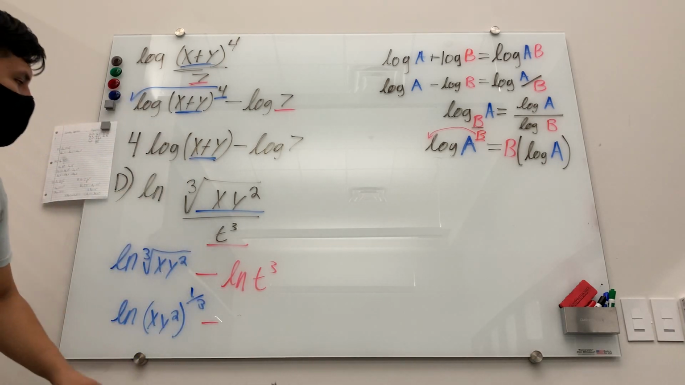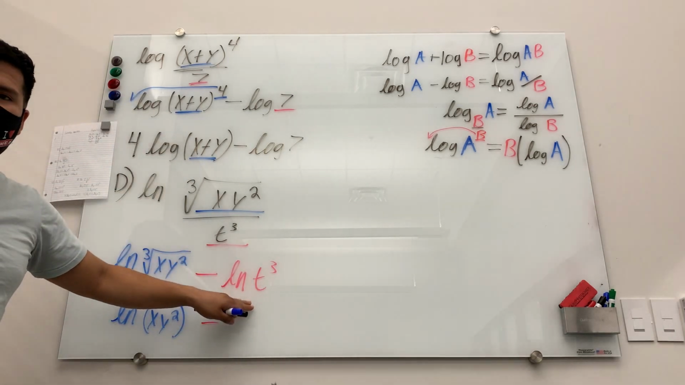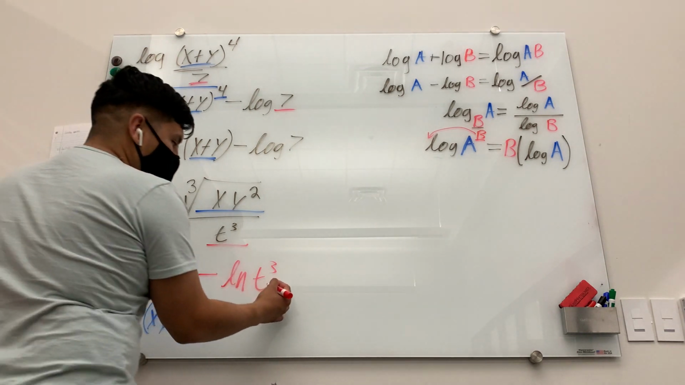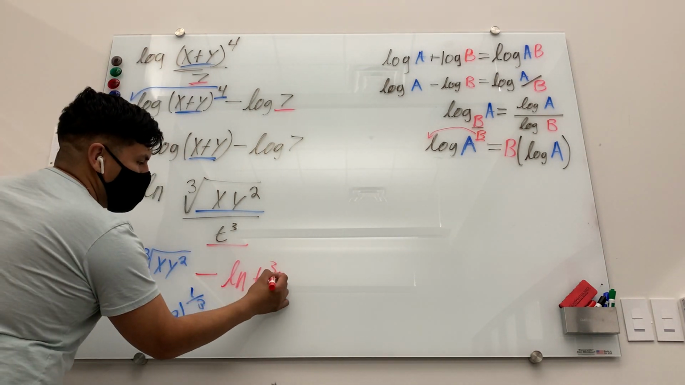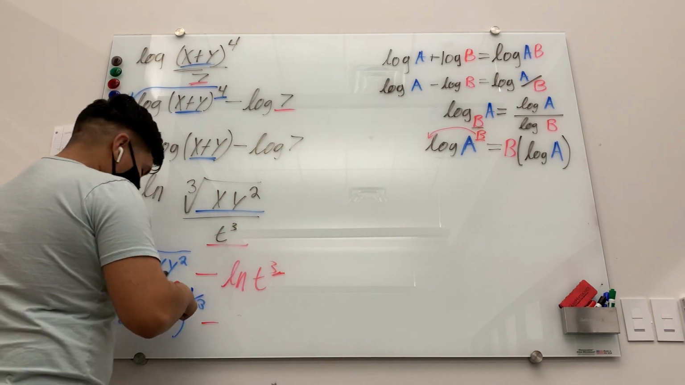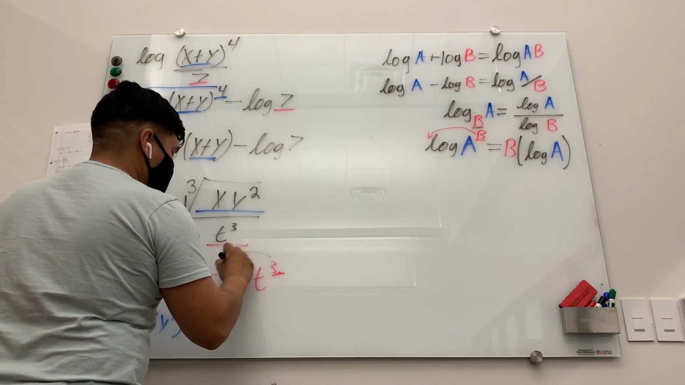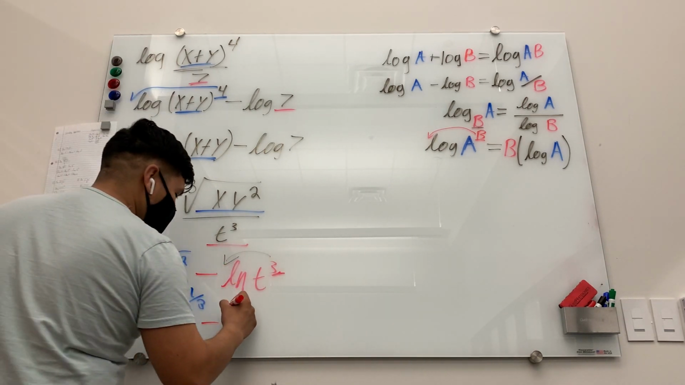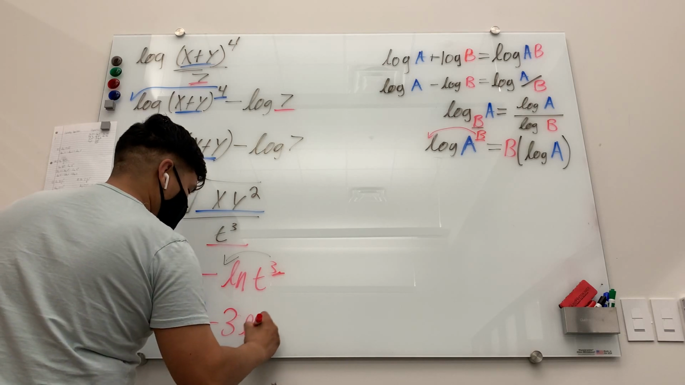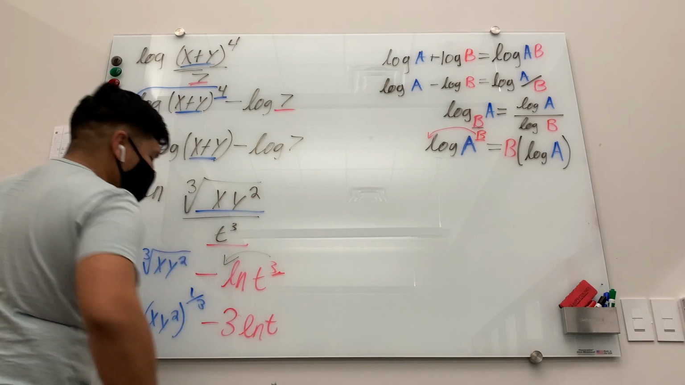Well, taking a look at this guy, we can actually simplify this a little bit farther right now. So natural log of t to the 3rd power. Well, this 3 here, we can go ahead and just bring out front. And now we have 3 natural log of t.